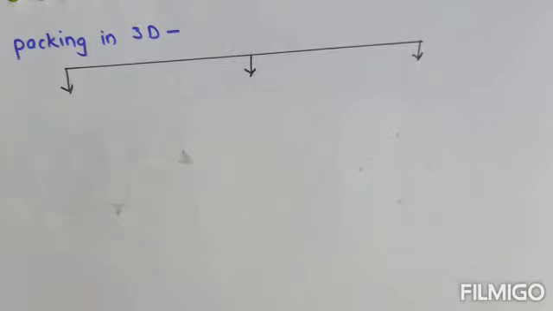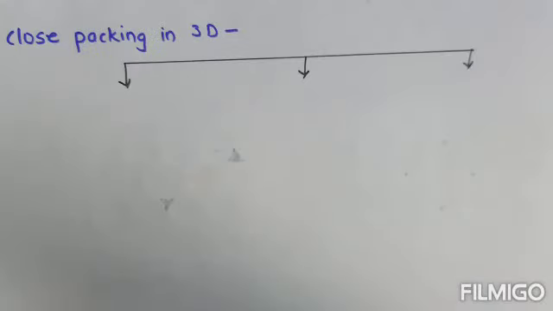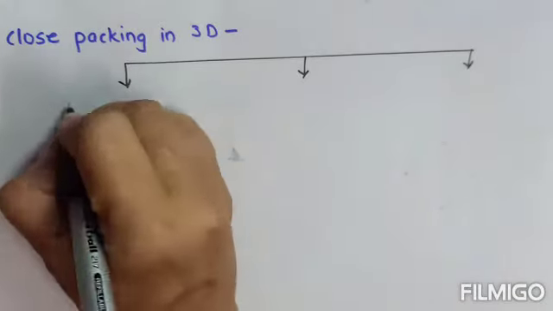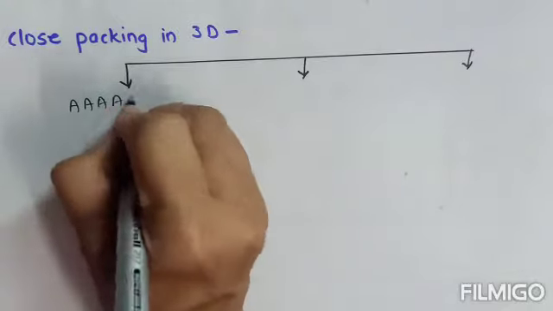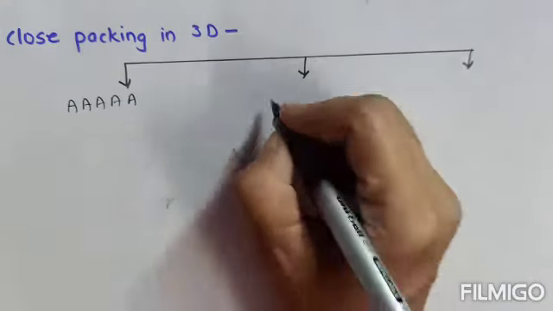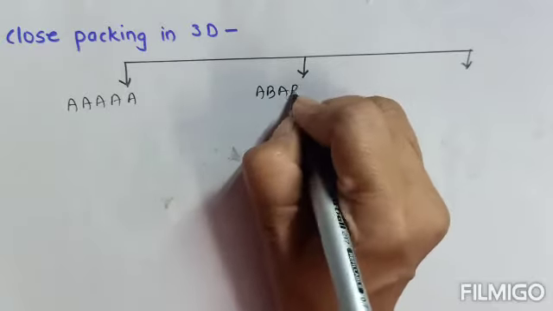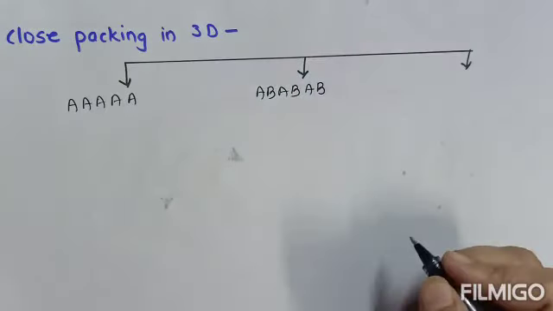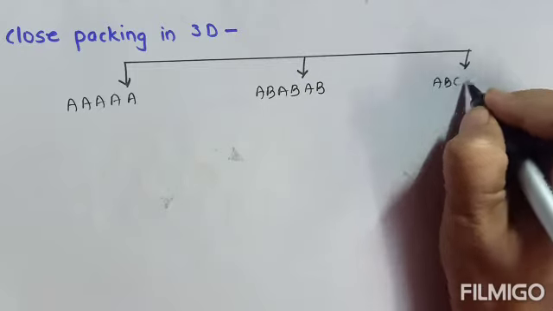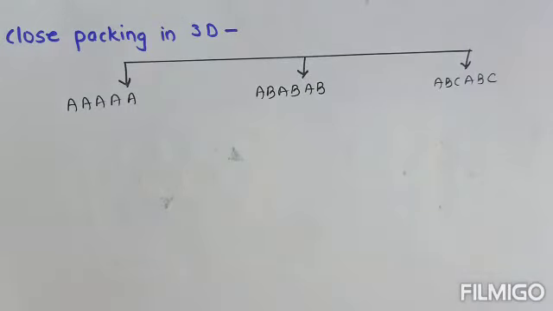So close packing in 3 dimensions gives 3 types of arrangements. The first type is called AAAA type of packing. The second is called AB type of packing, and the third is called ABC type of packing. Now this chapter is a little bit imaginary. You have to imagine the arrangement of constituent particles. There are some pictures given in your NCERT. You can refer to them also.